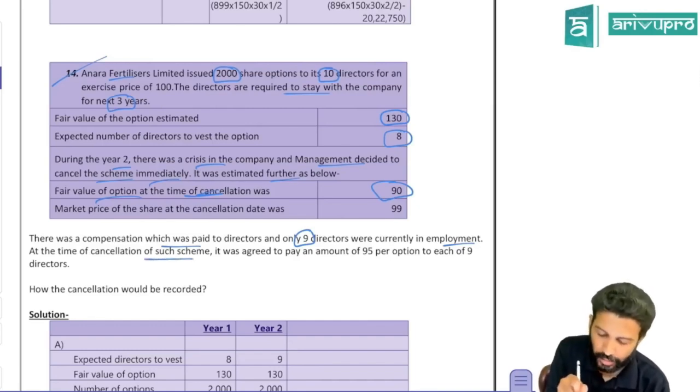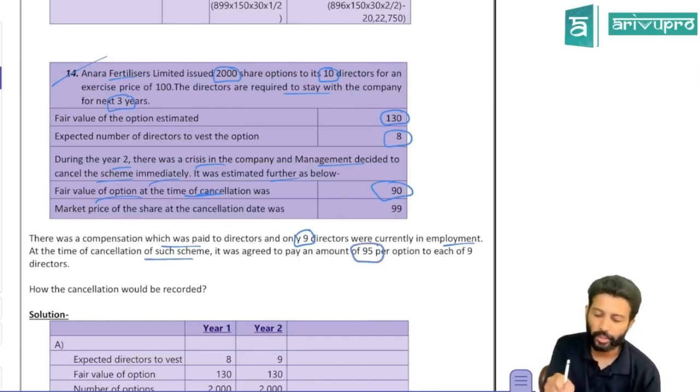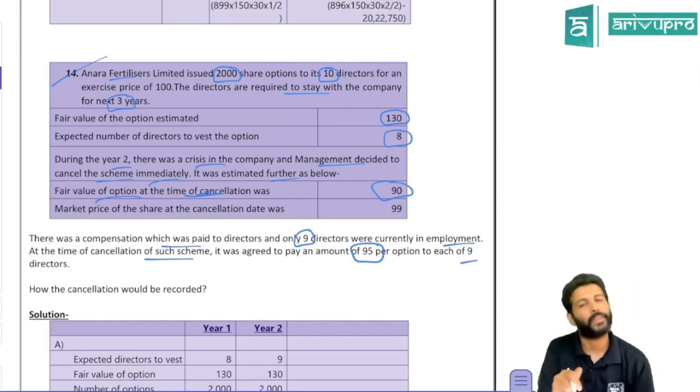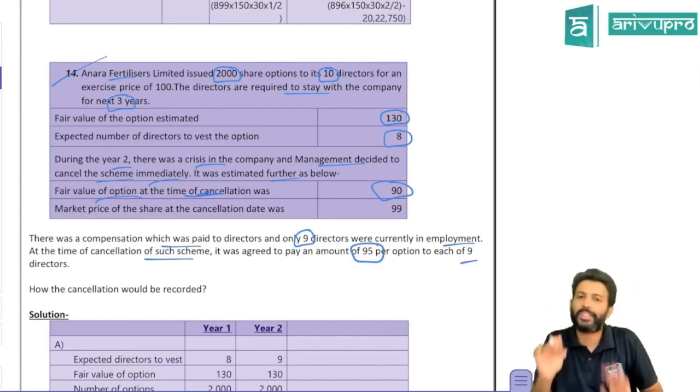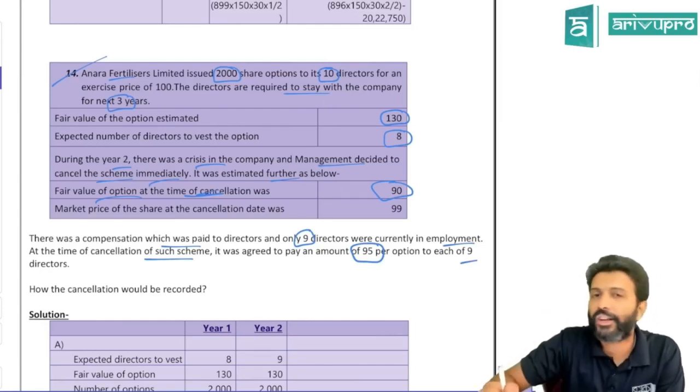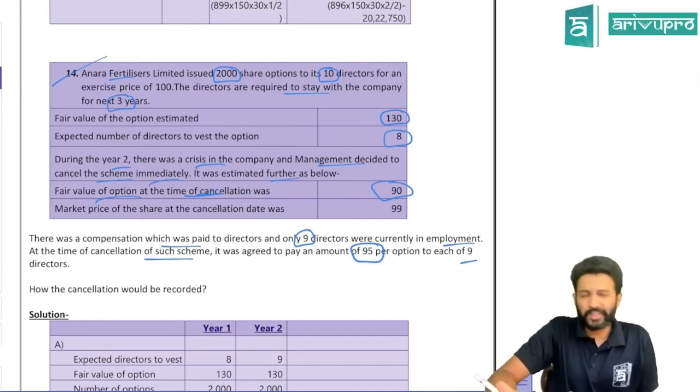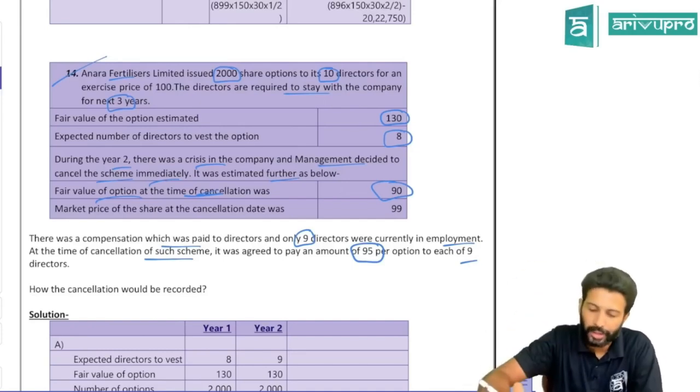At the time of cancellation, it was agreed to pay an amount of 95 per option to 9 directors. Okay, this is a settlement price. Normally, when there is a cancellation, there will be some settlement also. So how should this cancellation be accounted? First year, no drama. So in the first year, we'll do the normal accounting.